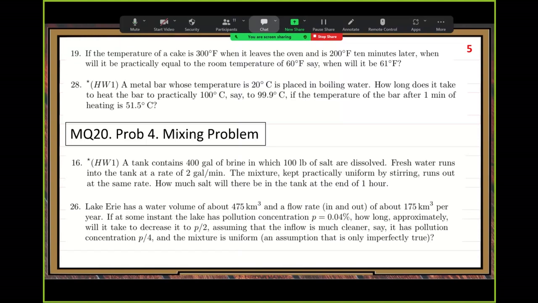Inflow rate minus outflow rate equals the derivative of the amount of a certain substance. Sometimes it is salt, sometimes here it is a pollution substance. That is the y function. So that is one question for that.